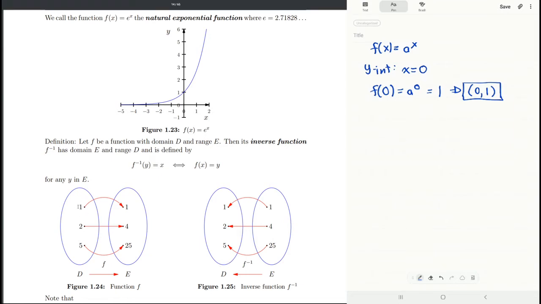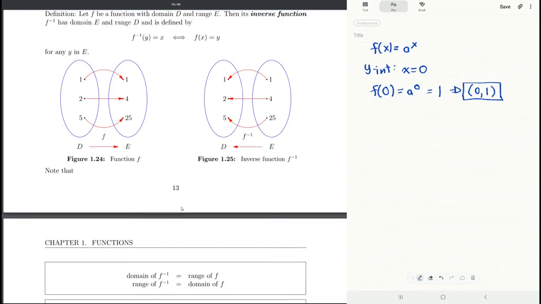So it's going to take the values of E and send them back to the set D. So the function sends the number 1 to the number 1 in the set E. Then the inverse function will take the number 1 from the set E and send it back to the original value, which was 1 in the set D. Similarly, since the function takes the number 2 and maps it to the number 4, the inverse will take the number 4 and map it back to the number 2. And similarly, we have the function f taking the number 5, mapping it to 25. The inverse will take 25 and map it back to the number 5.